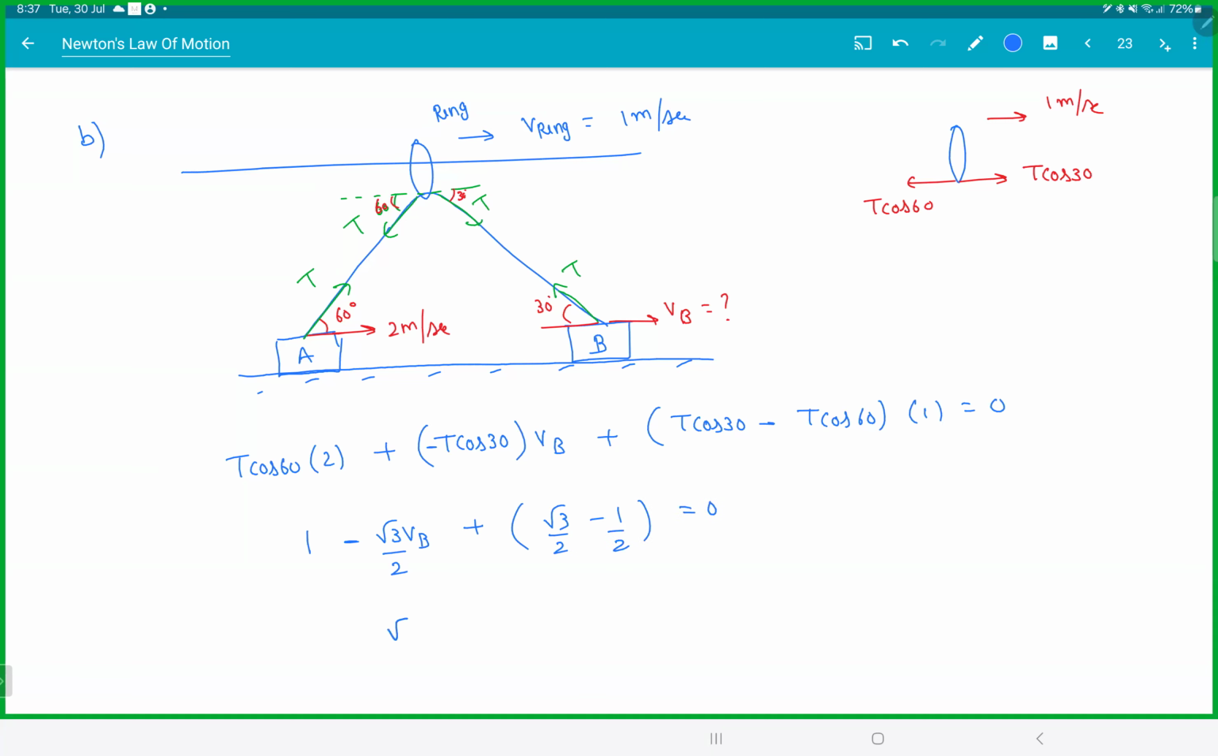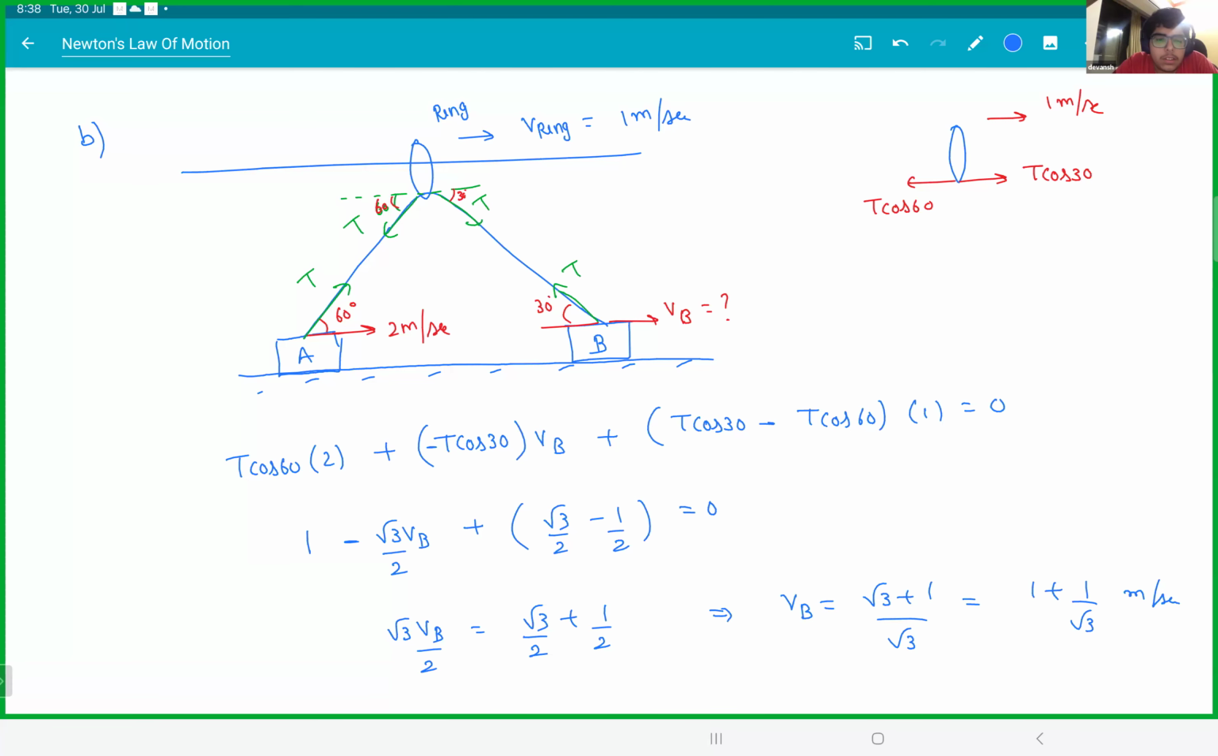Yeah, numbers are not great. So root 3 VB by 2 will be root 3 by 2 plus half. So VB will be root 3 plus 1 by root 3, or 1 plus 1 by root 3 meters per second. Clear everyone? Yes, Devansh.